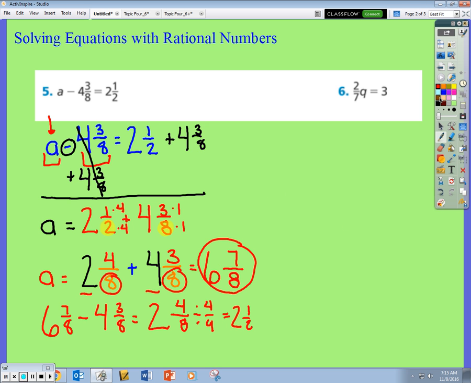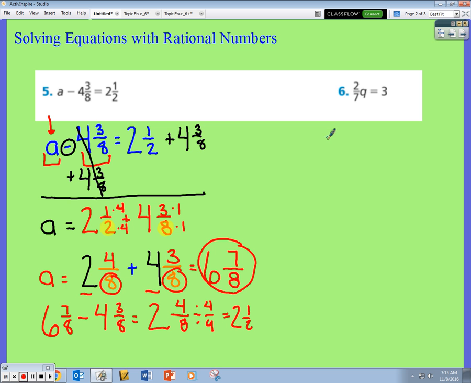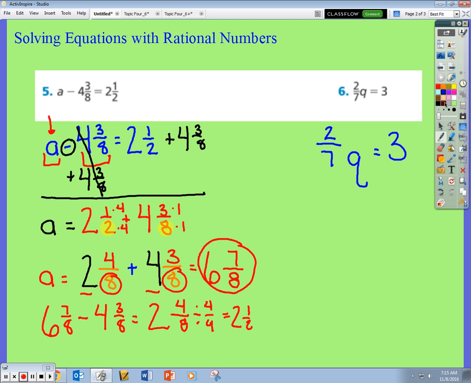All right, again, feel free to pause the video to attempt to solve this on your own and then check back to see how you did. We have 2/7 times q is equal to 3. All right, now we have a fraction. The previous problems we had addition and subtraction. Now we're doing multiplication.